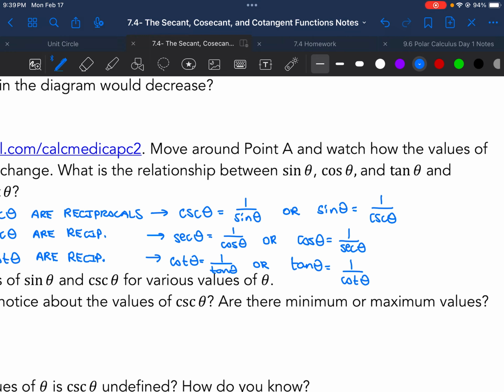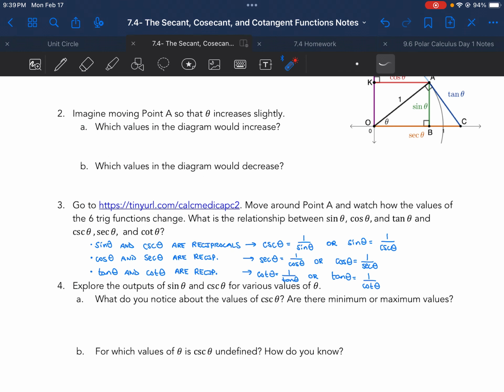Okay? So these are the reciprocal relationships. Cosecant and sine are reciprocals of each other. Secant and cosine are reciprocals of each other. And cotangent and tangent are reciprocals of each other.